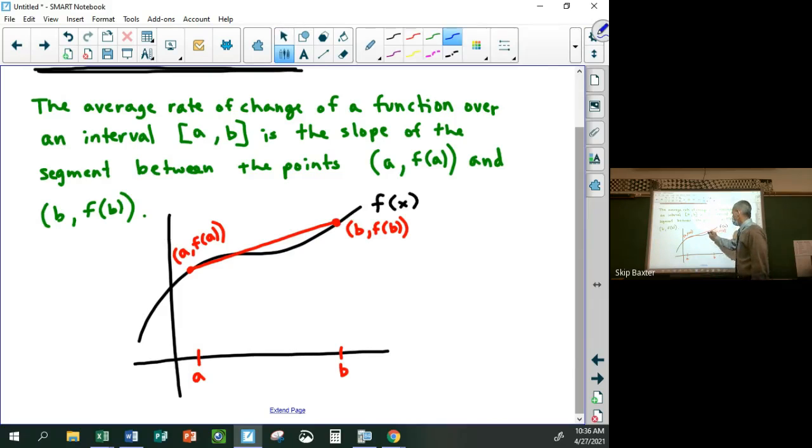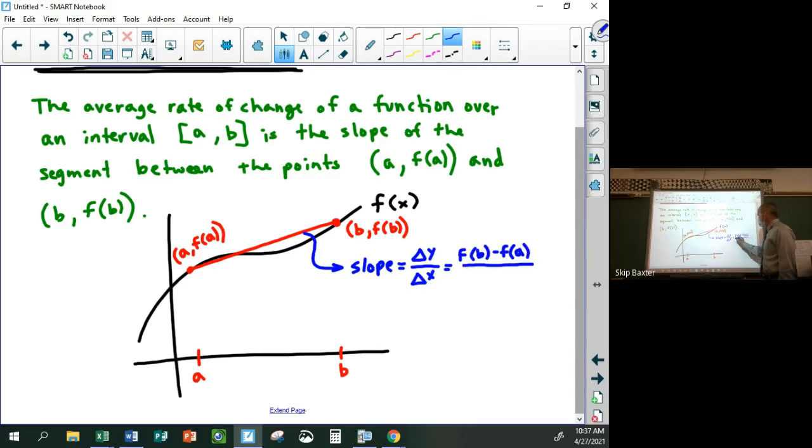Okay, that's the average rate of change. The slope, which I know what the slope formula is. It's just change in y over change in x, like delta y over delta x. So you subtract the y's, f of b minus f of a, and then you subtract the x's, b minus a. That's how you calculate slope. That slope is the average rate of change of f of x on the interval from a to b.